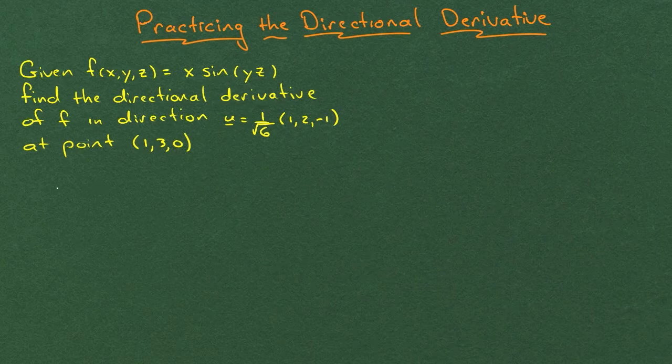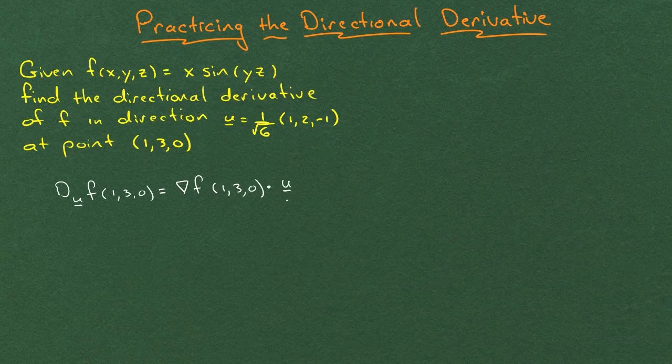Let's start doing it. So the directional derivative of f in the direction u at the point (1, 3, 0), we know will be given by, we worked this out, the gradient of f at this point dotted into this unit vector. Let me just emphasize this point for a moment. This is a unit vector. I'll let you verify that the norm of this vector is in fact 1.